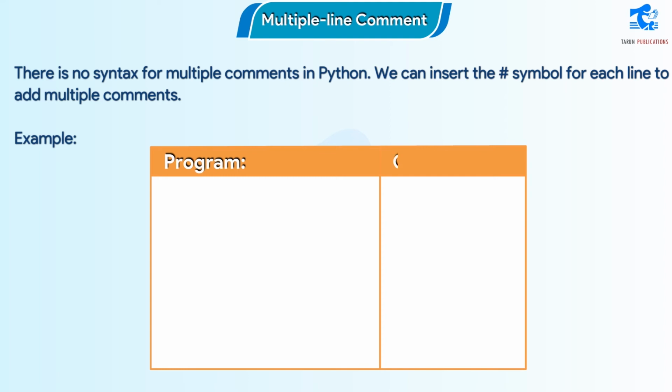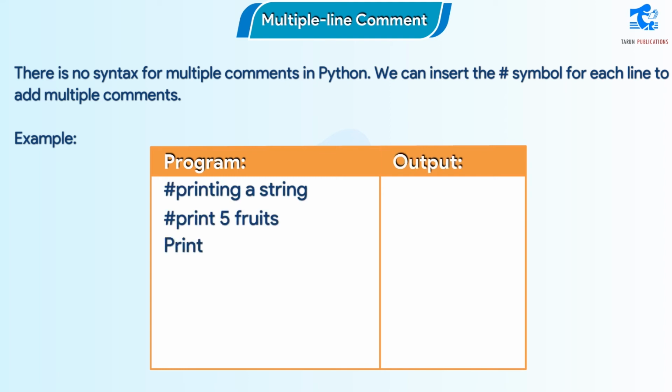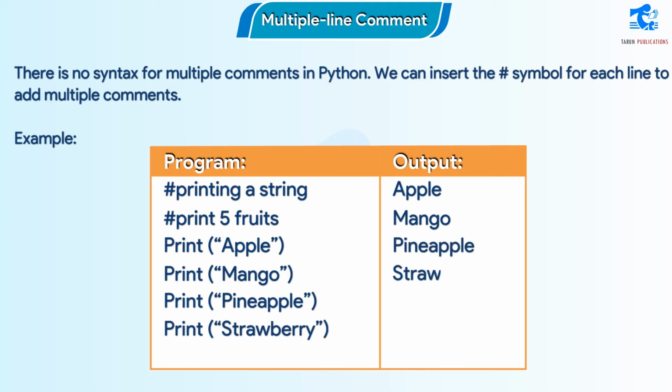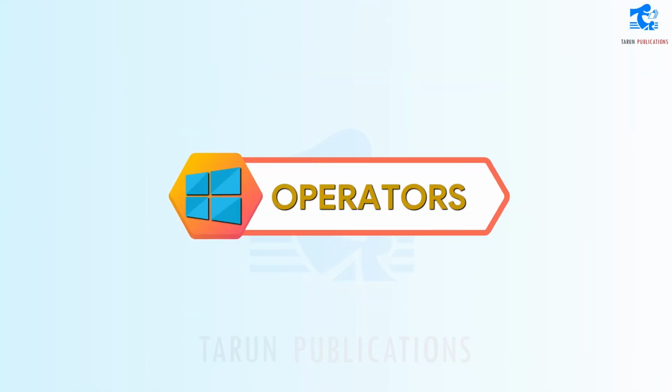Example: # printing a string, # print 5 fruits, print("apple"), print("mango"), print("pineapple"), print("strawberry"), print("blueberry"). Output: apple, mango, pineapple, strawberry, blueberry.